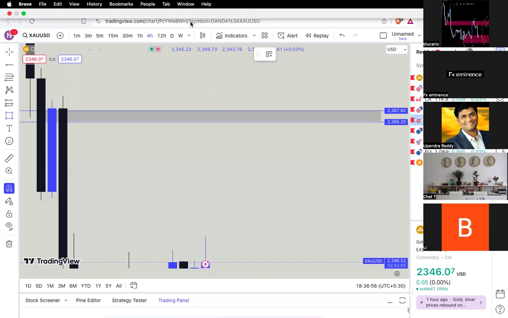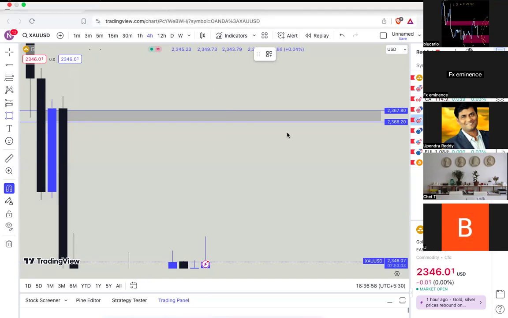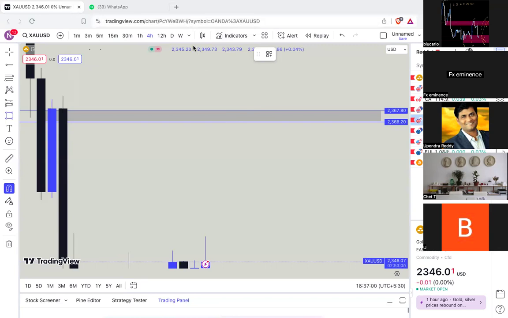Hi, Upendra. See, the imaginary box you're looking for, do we need to look for a zone where support turned into resistance or resistance turned into support? Which one? The box should act as support and resistance, both. I'll show you here.